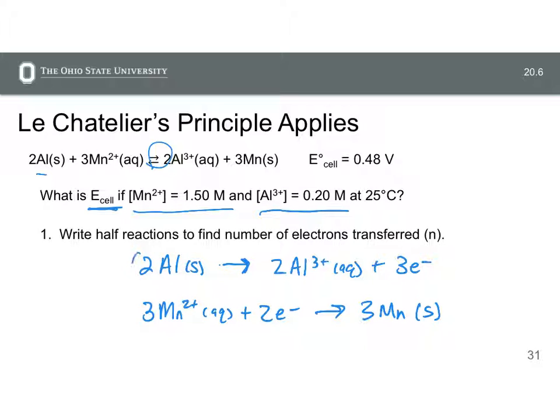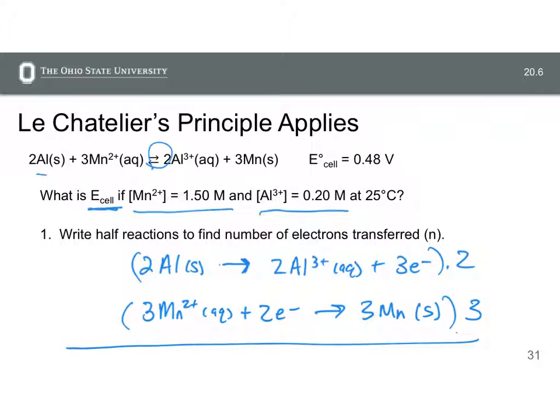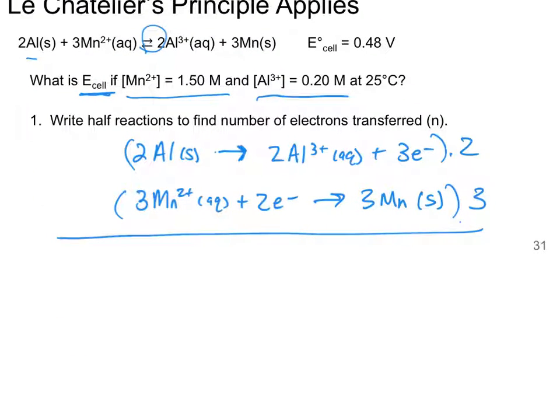Okay, so we need to balance our half reactions so we can add them up. We have 3 electrons transferred in our first half reaction, 2 in our second, so we need to multiply the top by 2 and the bottom by 3. And sum these up, and we'll see that we're going to have 6 electrons transferred. I'm not going to worry about writing the overall reaction. Don't technically need it, we just need to know the number of electrons transferred.